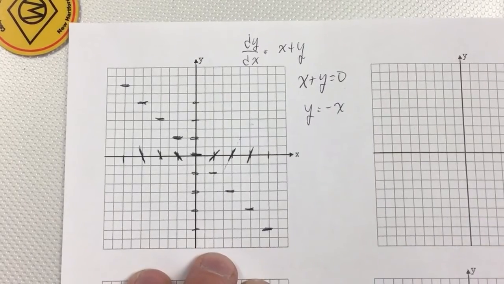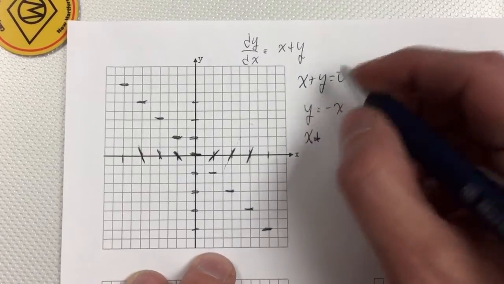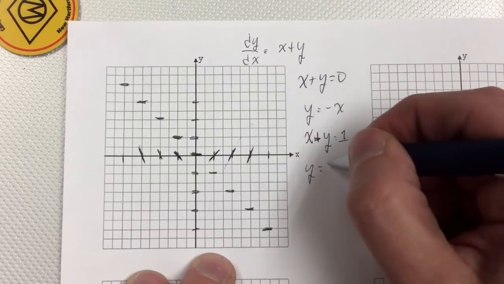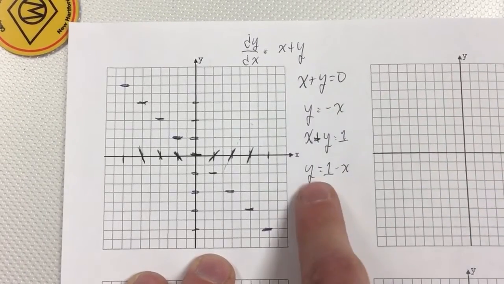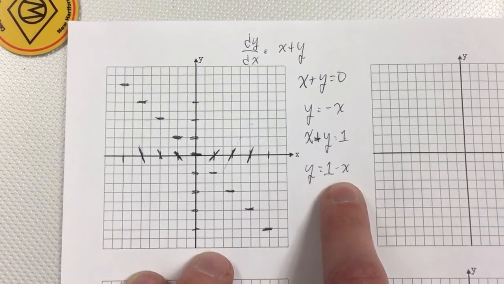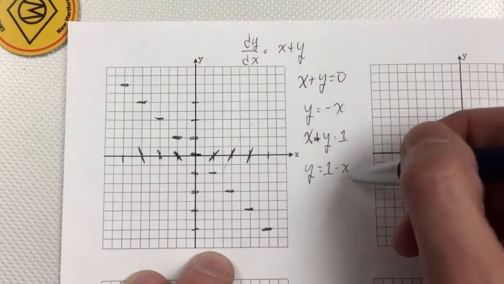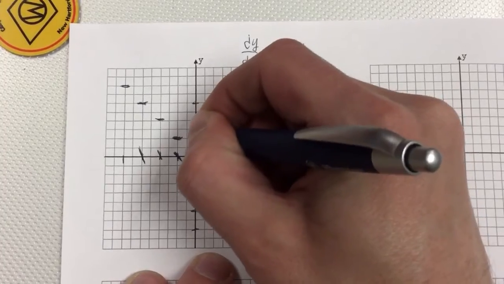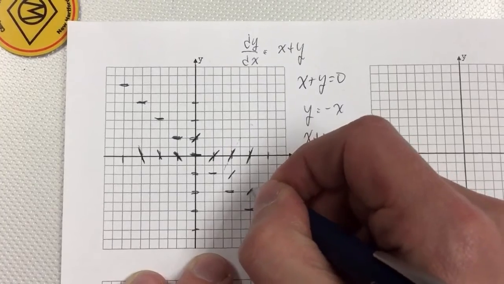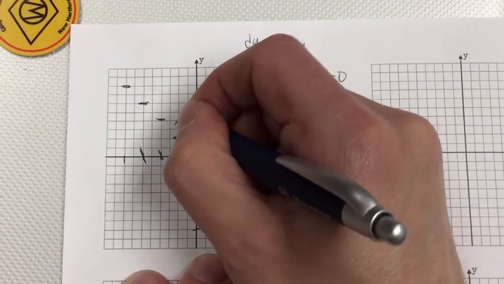We can figure out where our slope is going to be equal to 1. If I say x plus y equals 1, it'll be y equals 1 minus x. So everywhere on the line y equals 1 minus x, our slope is going to be 1. Well, 1 minus x, we have a y-intercept of 1, a slope of -1. So all these points, we're going to have a slope of 1. And I can put in these line segments to show that I have a slope of 1 along this area.